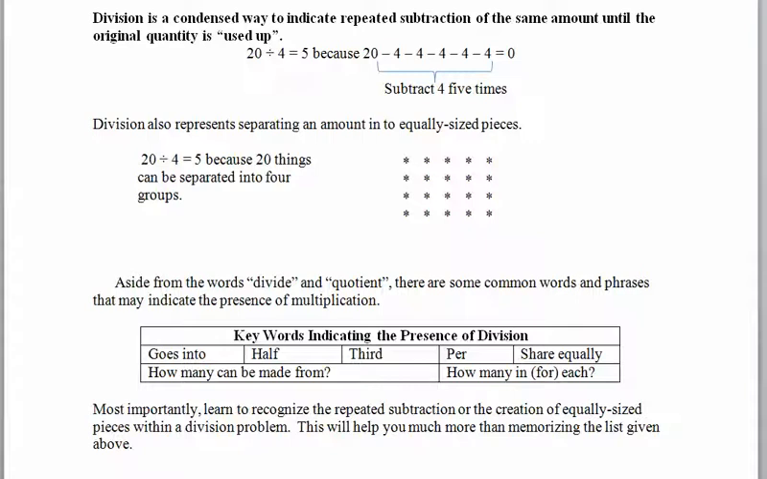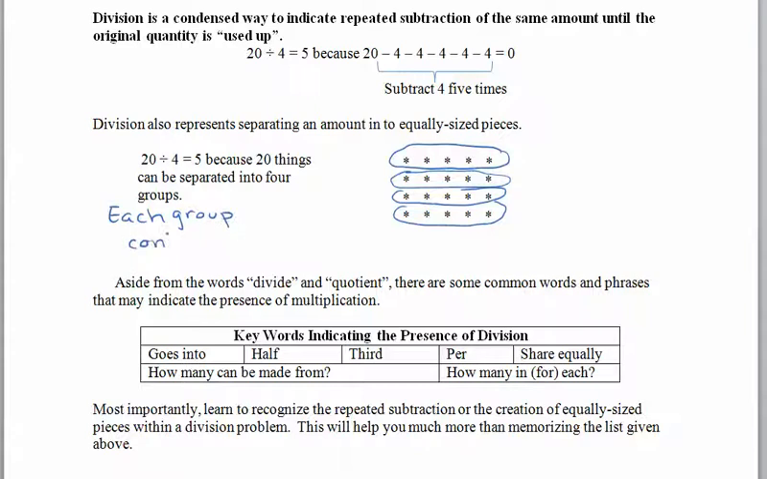The other thing we can think about for division is this idea of separating an amount into some equally sized pieces. The other reason that 20 divided by 4 is 5 is because these 20 things can be separated into four groups. All right, group number 1, group number 2, group number 3, and group number 4. And of course, each group contains 5 things.